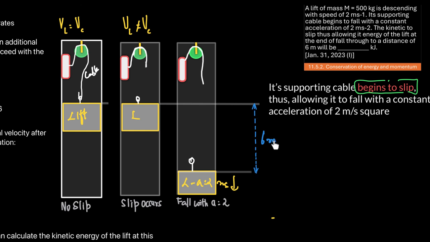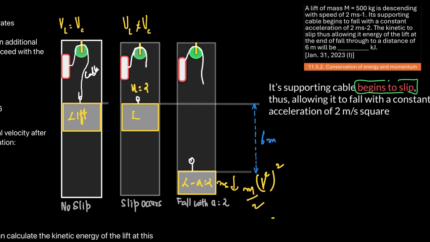It is also given that after slipping, the distance traveled by this lift is 6 meter, and we've been asked to find the kinetic energy of this lift at the end of this 6 meter. At this point, the lift was coming with velocity u equal to 2 meter per second. Then it has been under the influence of acceleration. To find the kinetic energy at this point, we first have to find the velocity at this point, and then with velocity square into m by 2, we'll get the answer.